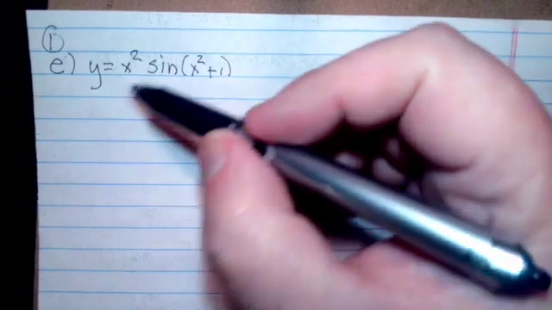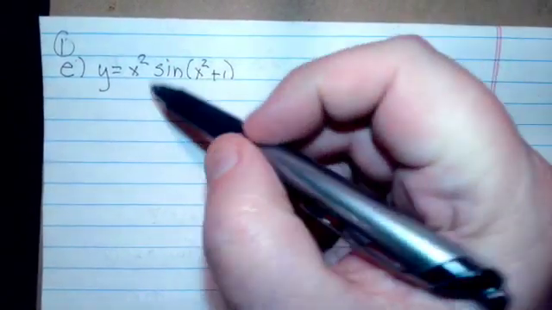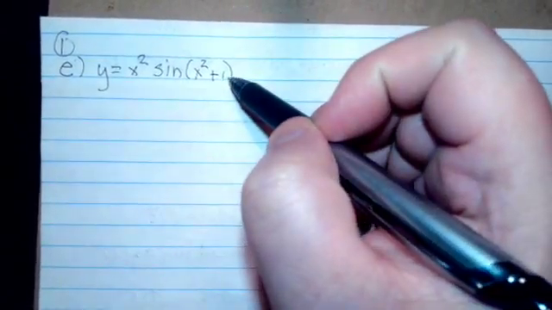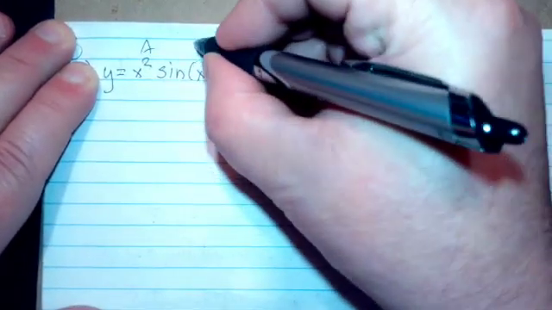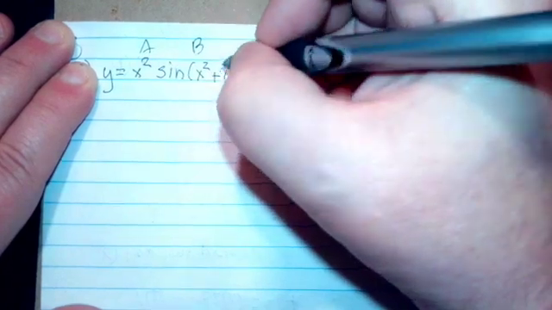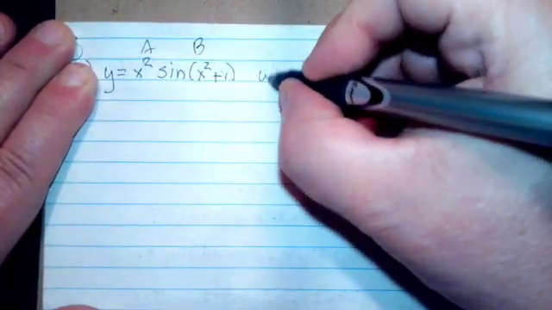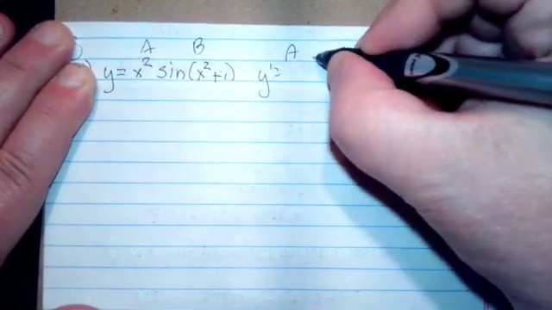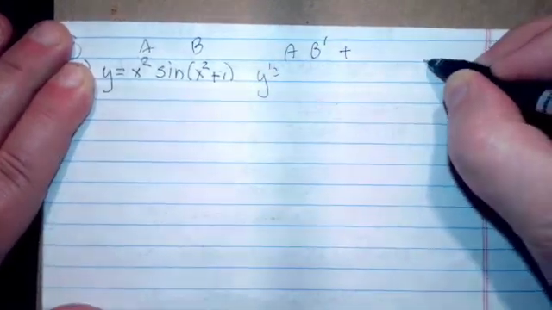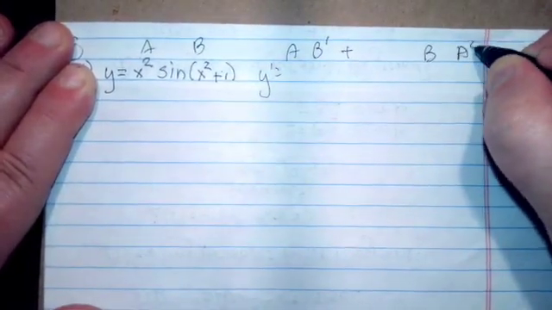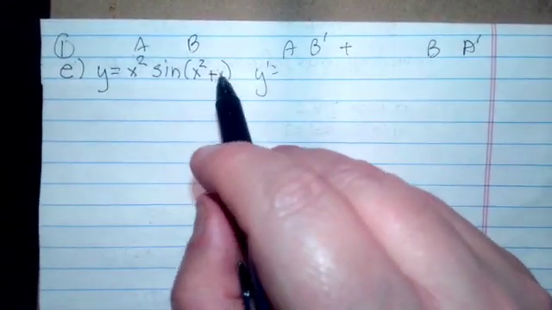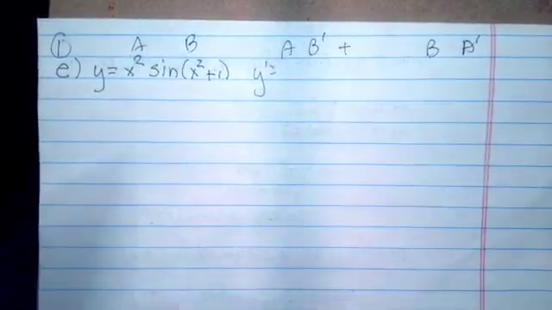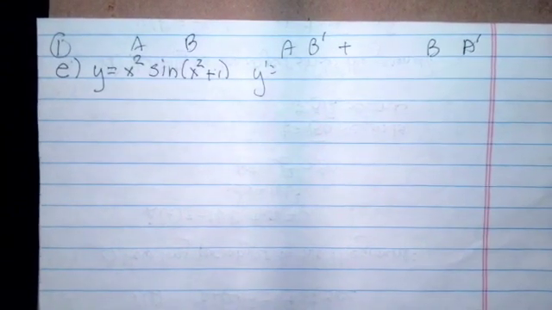In part E, we have x squared times the sine of x squared plus 1. You've got a function of x here and a function of x here. You have 2 functions multiplied together. So we're going to want to use the product rule. I'm going to label these as a and b. So the derivative is going to be a times b prime plus b times a prime. Now this b also has an inside function and an outside function. So when we differentiate b, we're going to need to use the chain rule.